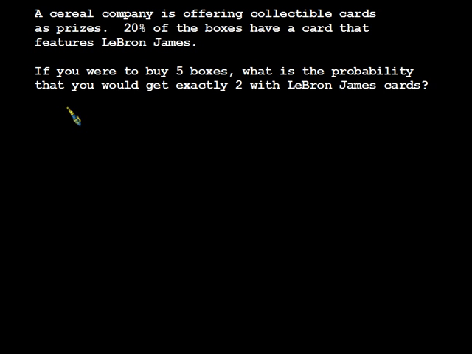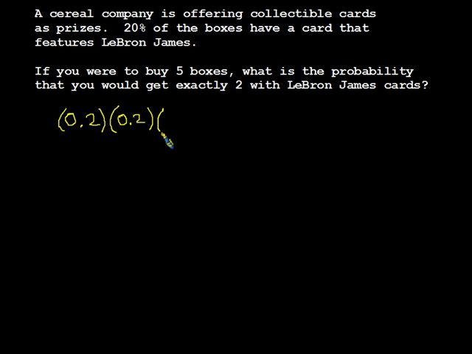The first thing that you might think of is that if you're talking about getting 2 boxes with LeBron James cards, you might say to yourself, well, the probability of getting 1 box with a LeBron James card is 0.2. And if we think about the probability of getting 1 box and another box, you may recall that when we say "and," we typically multiply probabilities.